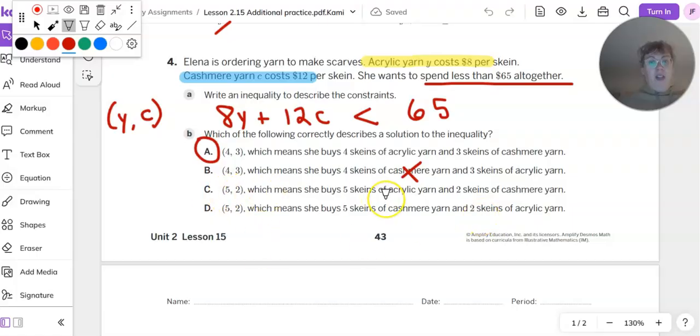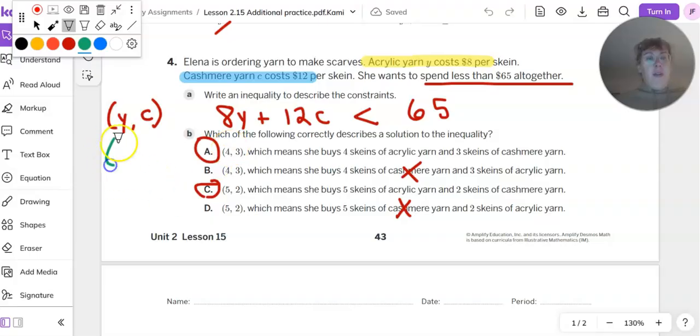5 acrylic and 2 of cashmere. That looks good. And then 5 comma 2 is, that's wrong. Okay, because it's cashmere, so it has the variables wrong. So now between these two, which of them gets a correct true inequality?